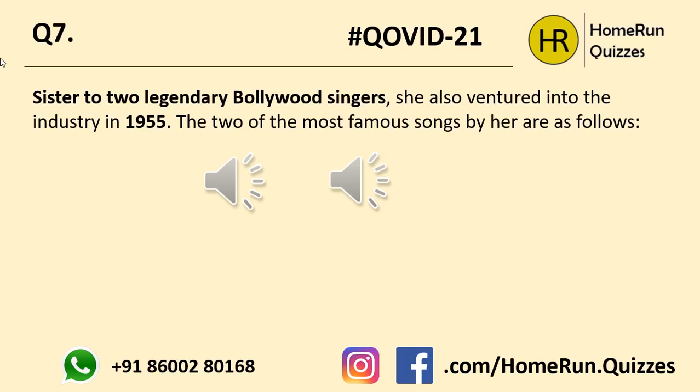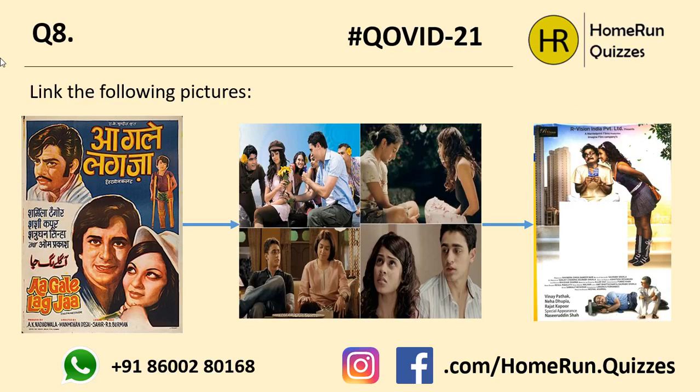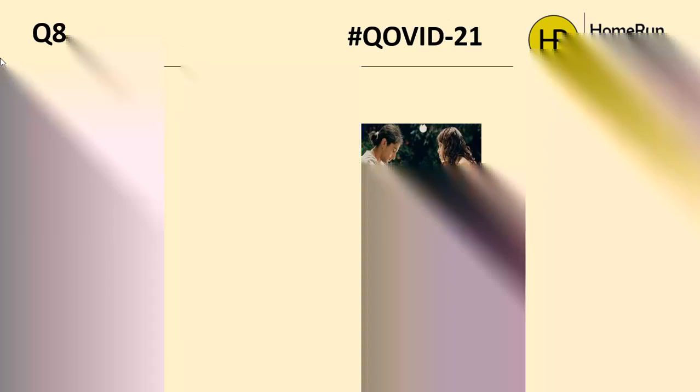Moving on. So you have a poster of a movie, then you have screenshots from the movie, and then you have another poster. So I want the link. So something happens from the first movie which goes on to the second, and then similarly this something happens in the second movie that happens in the third. So yeah.